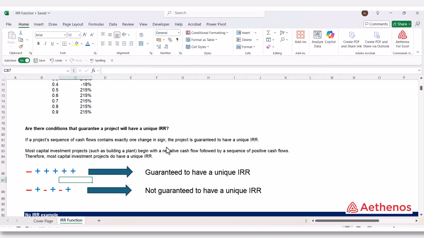Then if the sign change is more than once, here we have negative to positive, one sign change, then another change to negative, and then again to positive. So there's more than one sign change in the cash flows. In situations like this, we can't guarantee a unique IRR. There might be one, but there is no guarantee. Only if the sign change is once can we guarantee we have a unique IRR.